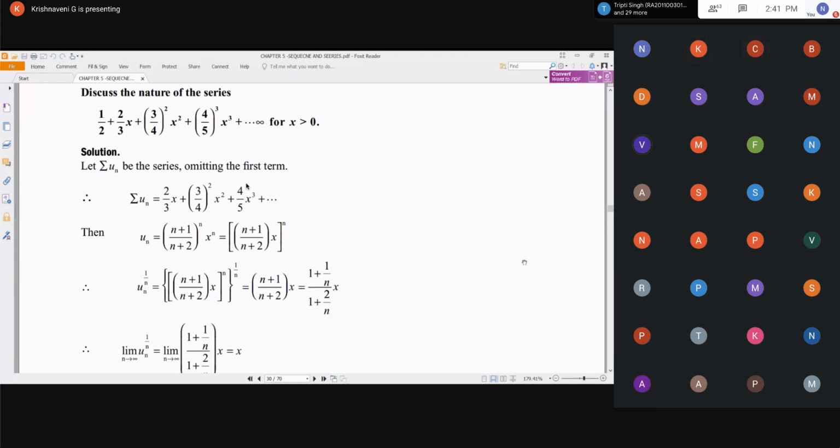Okay? But what will we do with 1 by 2? That's what I'm asking. Ma'am, I understood that we are omitting the first term, that is 1 by 2, and we are taking the series from 2 by 3 into x. But ma'am, since the series is extending to infinity, compared to the whole sum, 1 by 2 can be neglected, I guess. It is very small compared to the total summation.